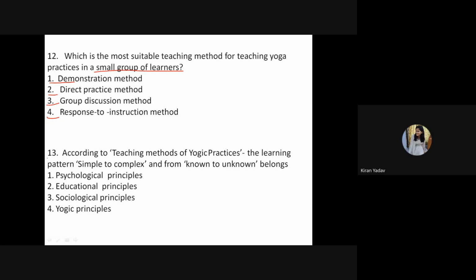Okay, the next is according to teaching methods of yogic practices, the learning pattern simple to complex and known to unknown belongs to psychological principles, educational principles, sociological principles, yogic principles. Ma'am, all of them seem to fit. One, ma'am. Psychological and more. Deepam ji and Karthik ji.